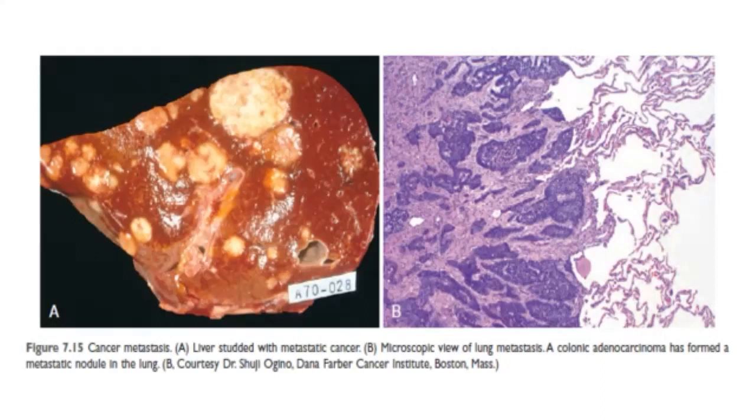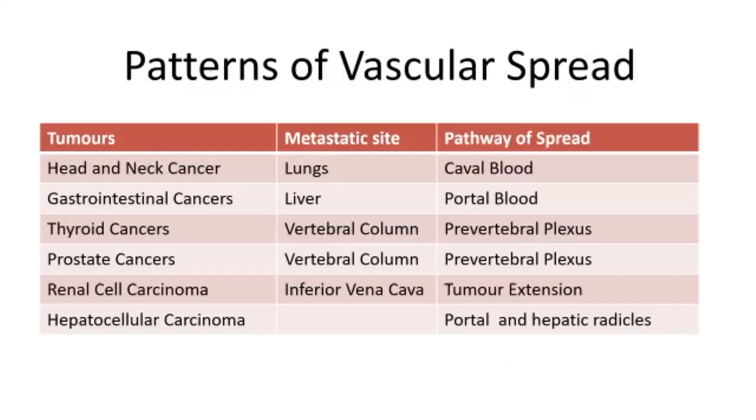This is an example of metastasis. Metastatic cancers have the same morphological or microscopic properties that resemble the original cancer. That's why they are called metastasis. So these are patterns of head and neck cancers. The most common site of metastasis through blood vessels is the lungs. The pathway of spread is caval blood.